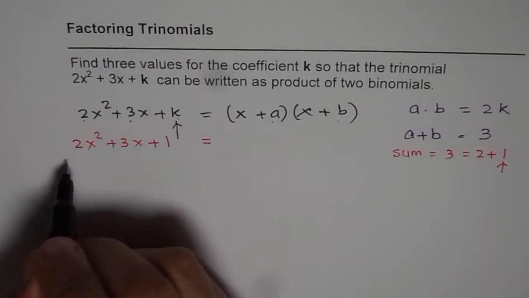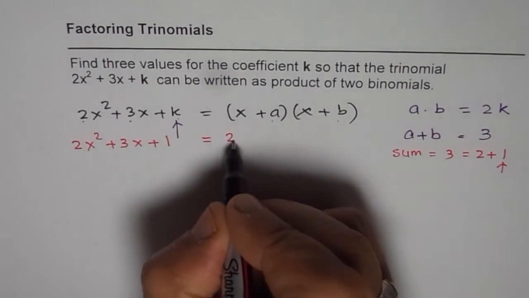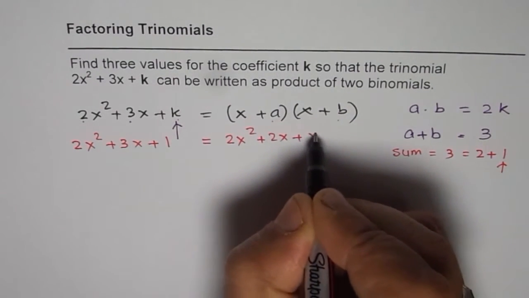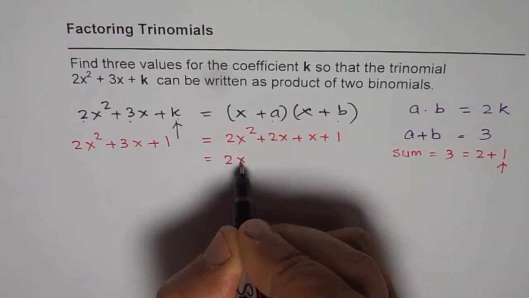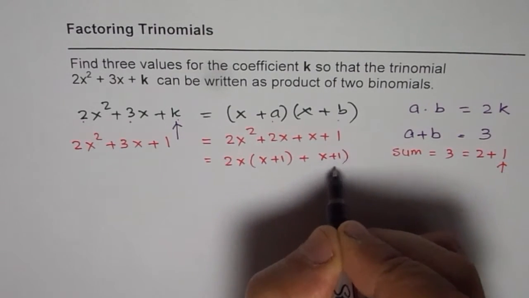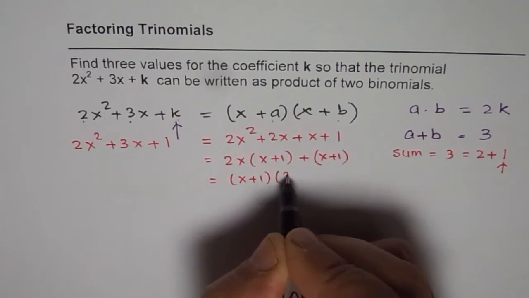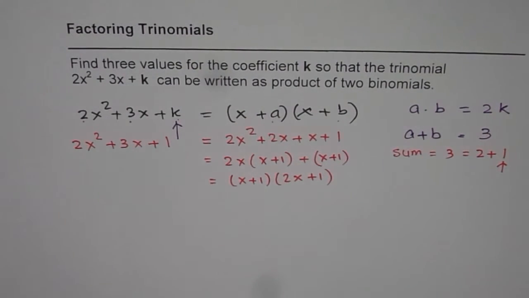Well, let us do this one, and then the rest you do it on your own. So we can write this as 2x squared plus 2x plus x plus 1. And then you can combine these two terms taking 2x common, 2x times x plus 1, plus x plus 1, which can be factored as x plus 1 times 2x plus 1. So it could be factored, correct? So that is one of the solutions.